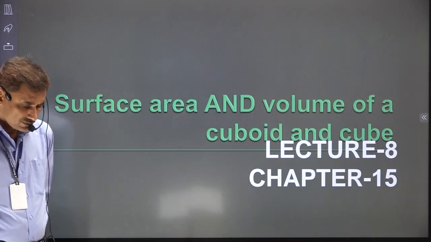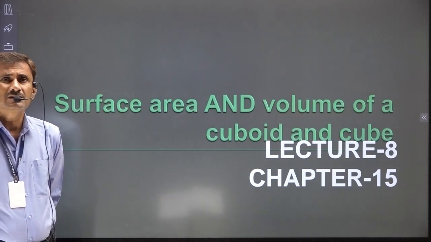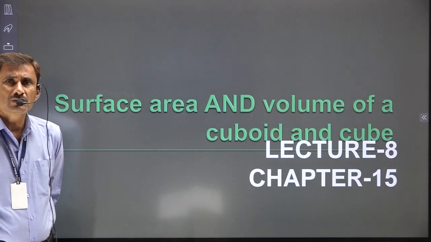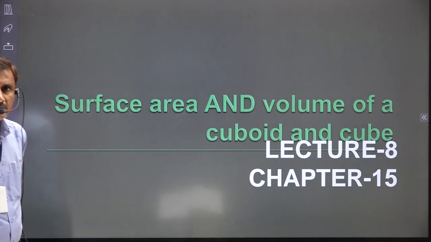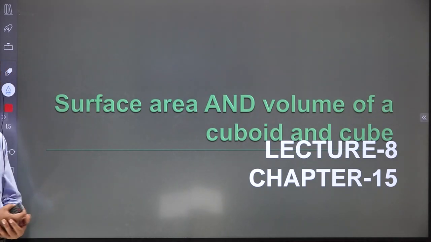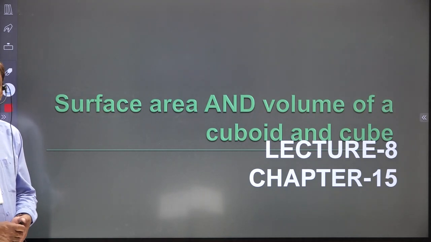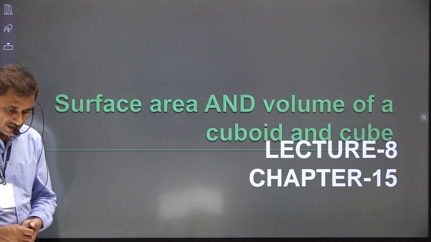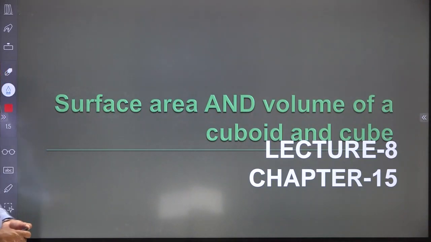Perimeter may sometimes be used, but the word perimeter is not applicable here. You can use the total length of edges. So this is chapter number 15. You can understand here the surface area and volume of a cuboid and cube. The first initial exercise is regarding surface area only. So let's see about them.